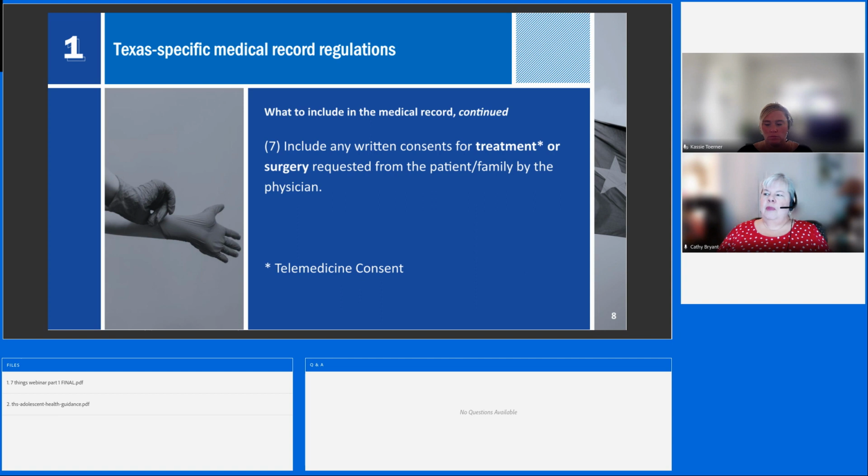And last, I would just mention that there is a relative newcomer to the consent world. It's the telemedicine consent. And Cassie's going to talk a little more about that one.